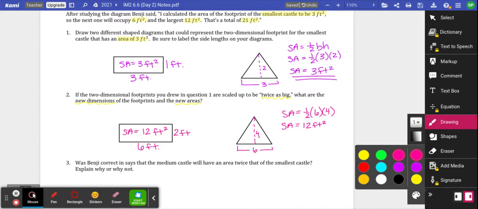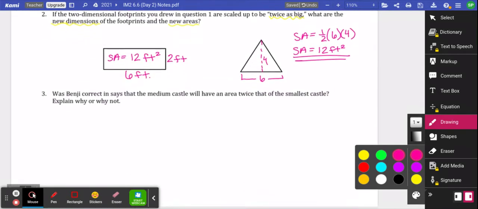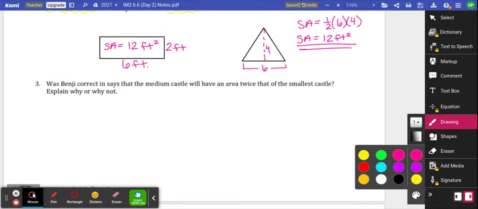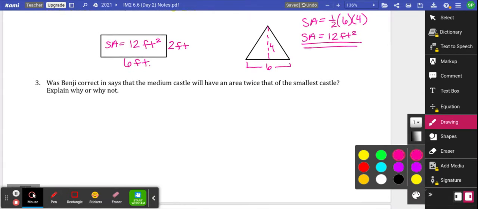So we can already see that if we look up here, Benji said that our medium footprint is going to be 6 feet squared, but it's not 6 feet squared, it's actually 12 feet squared, right? So you're not just taking your original area and multiplying by 2 if it's twice as big. That is not what is happening. So we want to figure out what is happening here. Was Benji correct when he says that the medium castle will have an area twice that of the smallest castle? Explain why or why not.